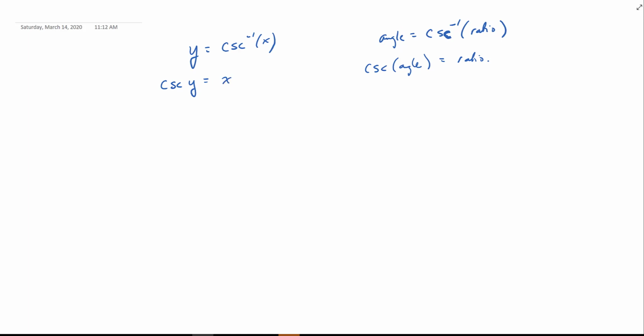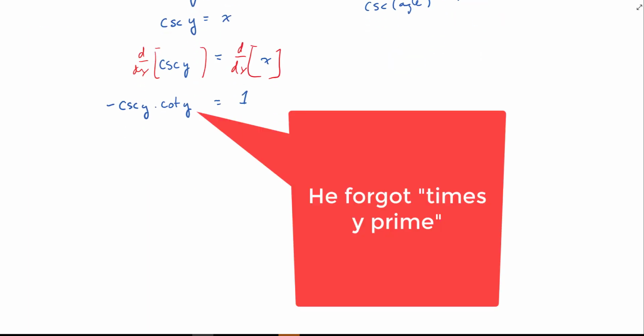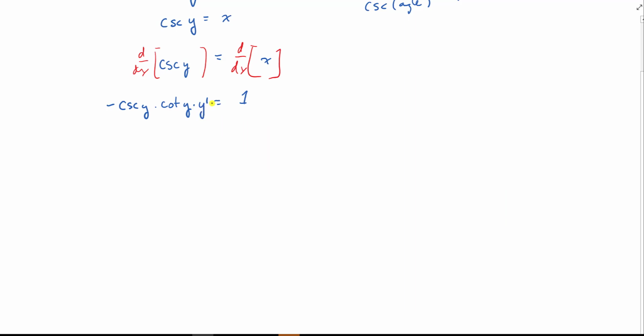Now what are we going to do? Well, now we're going to implicitly differentiate both sides. And we'll take the derivative of the right-hand side. And so we have the derivative of the cosecant of y is equal to the derivative of just x. On the right-hand side, we get 1. And on the left-hand side, what was the derivative of the cosecant? Well, it was the minus cosecant y times the cotangent y. And then by the chain rule, we multiply that by the factor y prime. Careful there, I almost forgot that. Multiplied by the factor y prime.